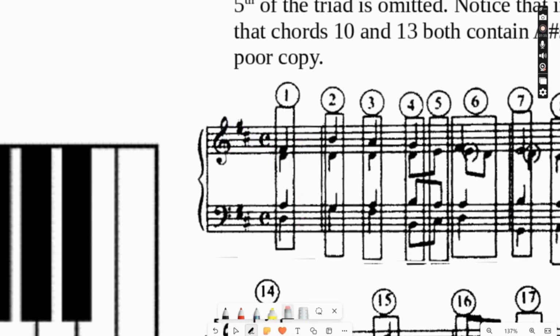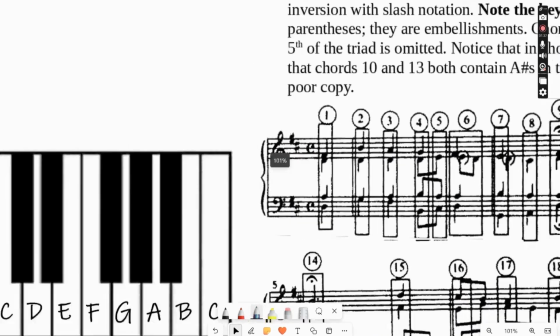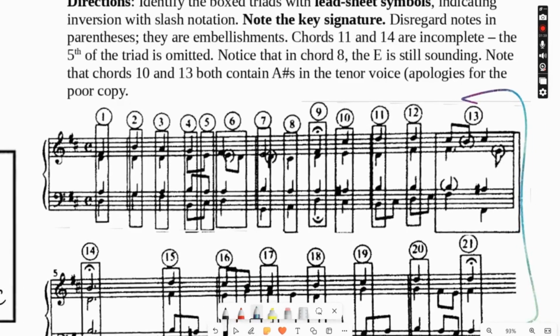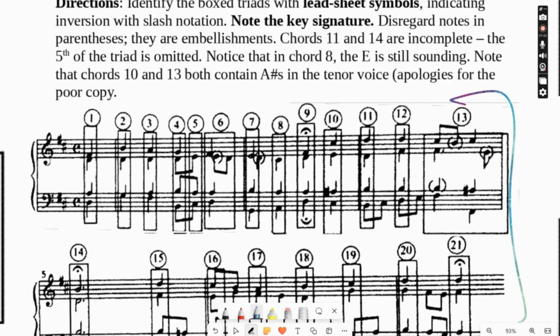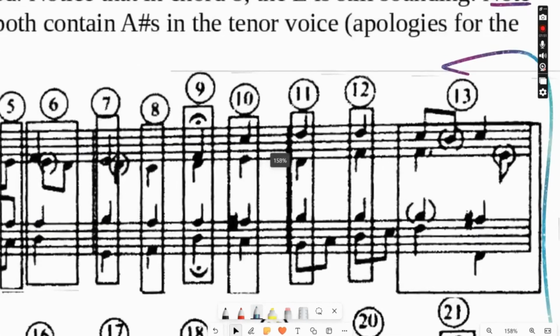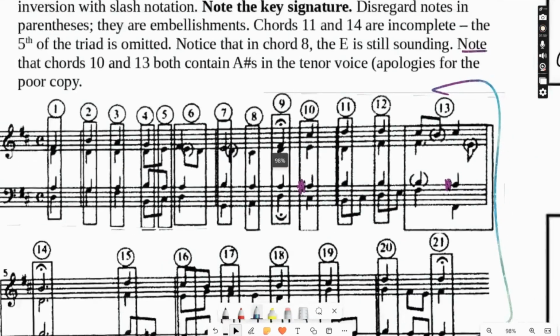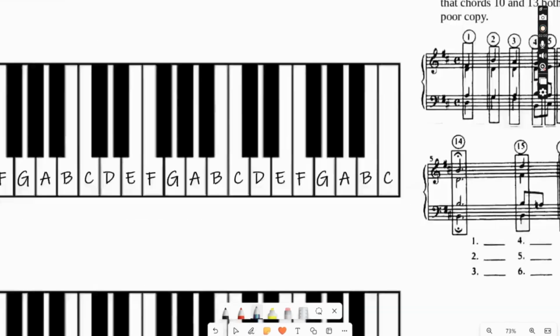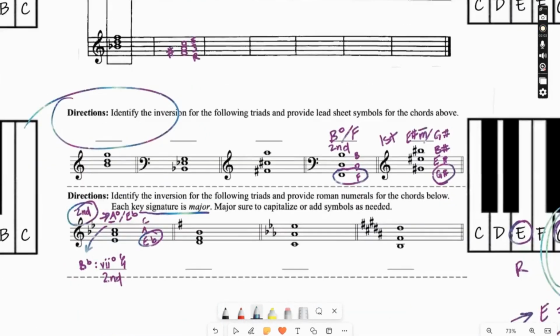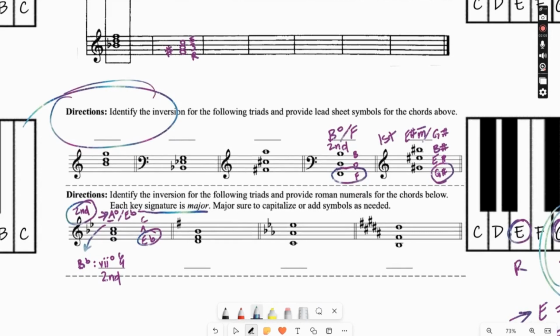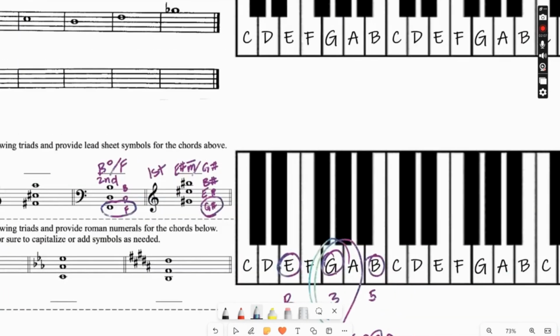Okay, so that one's an easy one, so I'm going to skip it. I'm actually going to do 2 of the trickier ones. I'm going to start with number 10. Note in the directions, it says that chords 10 and 13 both contain A sharps in the tenor voice. That means this one is a sharp and this one is a sharp. Those are A sharps. And also this section is really the same as the part from the first page, the one in the middle, the second part.